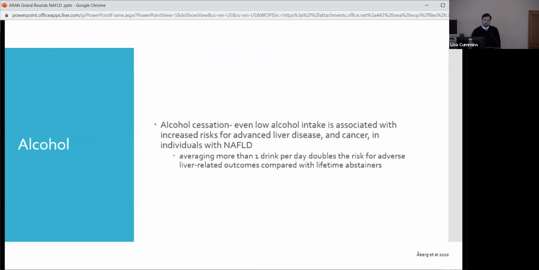I'm not buying it. Really, all the new studies coming out now show that even low alcohol consumption, so averaging more than 1 drink a day, can double your risk of adverse liver-related outcomes, including death and or cancer. So once we start getting to fibrosis, once we start talking about liver disease, if you're drinking alcohol more than 1 glass a day, I can tell you that you're doubling your chance of morbidity and mortality, okay?